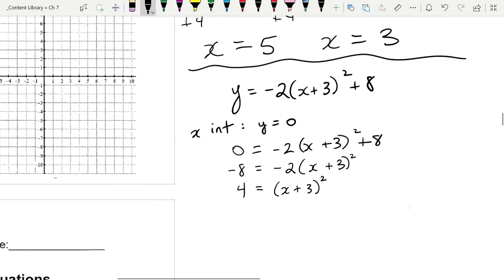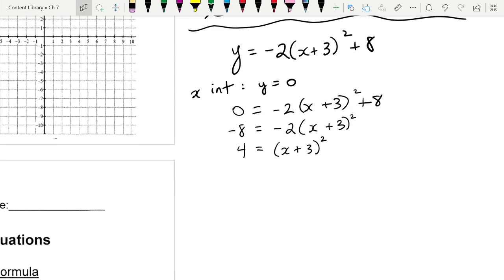Okay. Now we've hit the step where we have to cancel squared. So I have plus or minus the square root of 4 equals x plus 3, right? And again, if you like to think of it as this squared moved to the other side and became a square root, there's nothing wrong with that. But keep in mind that's not really how algebra behaves.